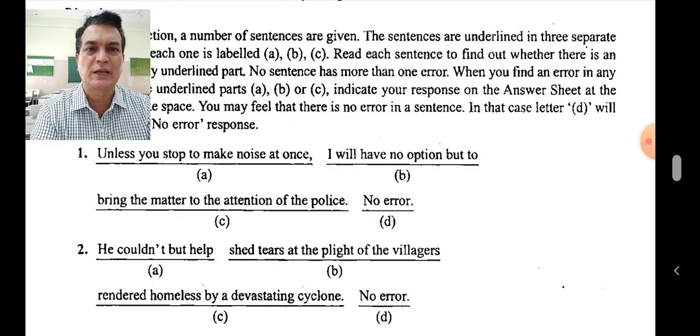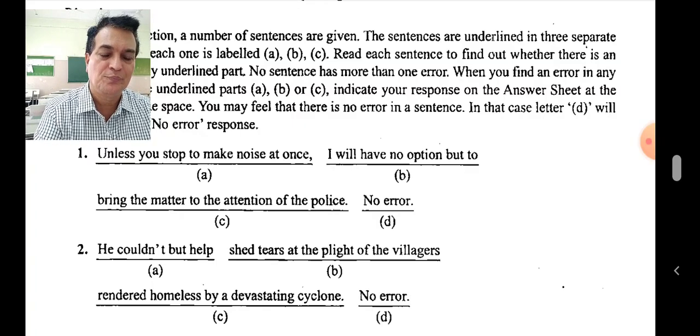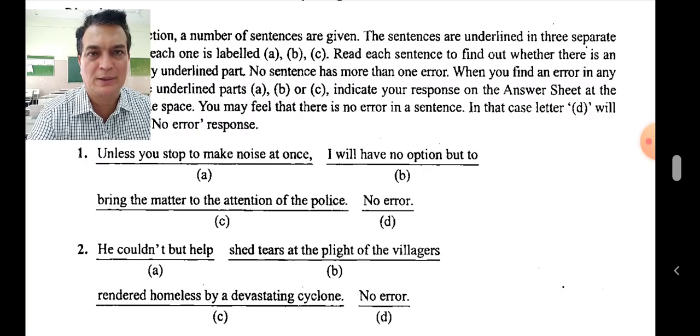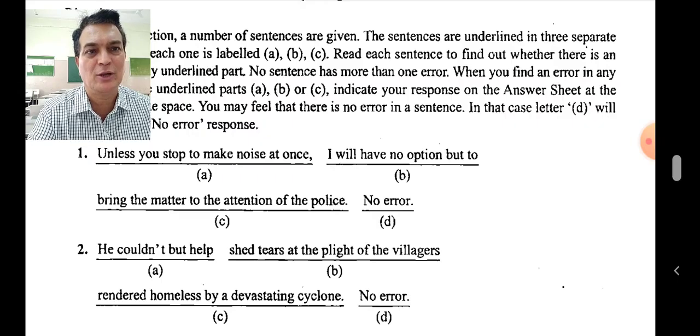Now let's go to the second one. He couldn't but help shed tears at the plight of the villagers. Now remember here, he couldn't help but shed tears. Remember, but is the conjunction. So therefore, the earlier clause should be before but. He couldn't help. That will be the correct, complete clause. He couldn't help but shed tears at the plight of the villagers.